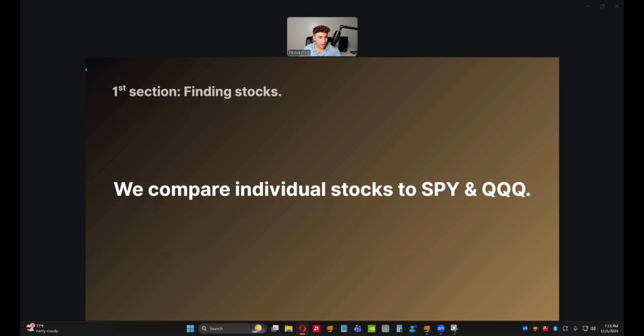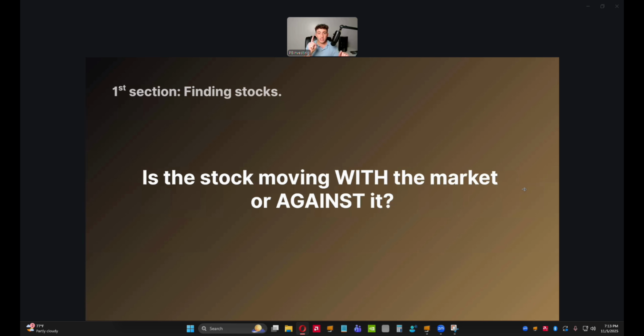Then this is where it gets very interesting. We compare individual stocks to SPY and QQQ. So what does that mean? First, I'm going to give you guys a list of stocks too, don't worry. But we're looking at whether a stock is moving with the market or against it. You're going to pull up your chart and put SPY next to the chart you're looking at. For example, SPY next to Apple. If SPY is going up while Apple is going down, that means Apple is weak. Apple is a weak stock. But if SPY is going up and Apple is going up, that means Apple is a strong stock.